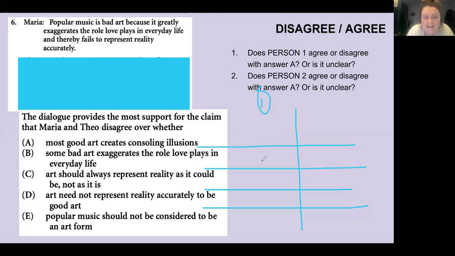All right. Who wants to go through these for us and tell us what they said? Lisa, did you do the first one? A, would Maria agree or disagree that most good art creates consoling illusions? I don't know, so I crossed it off. Excellent. Fabulous.